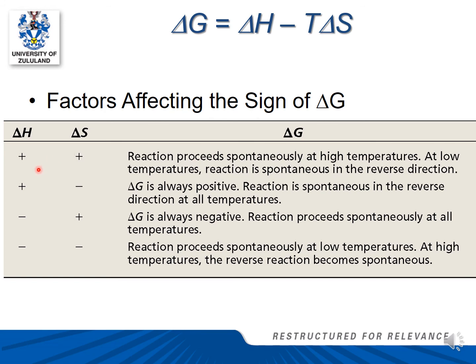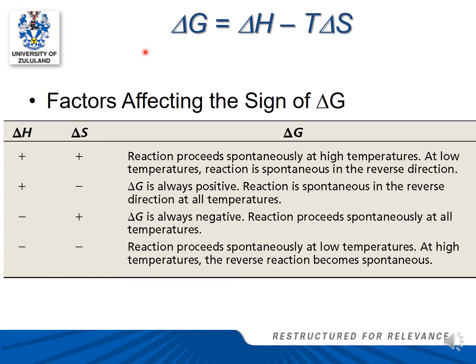So if the value of H is positive and the value of delta S is negative, as you can see, this one is negative. Negative by negative, it will be positive. So in other words, delta G will always be positive. The reaction is spontaneous in the reverse direction at all temperatures. It means that the reaction will be reversed at all temperatures.